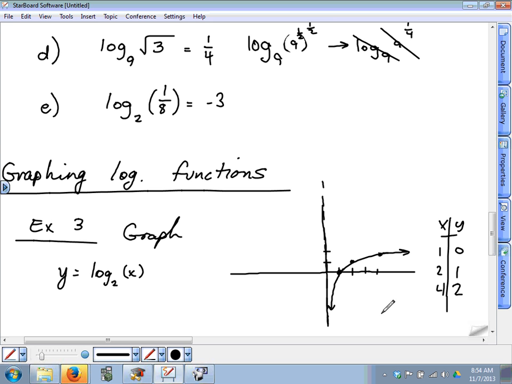Good question, though. How many points did we use? 3. That's all you need. You graph the vertical asymptote and then just choose 3 points. Okay? Now, again, think carefully. Please think carefully before answering. Is the vertical asymptote always going to be at 0?